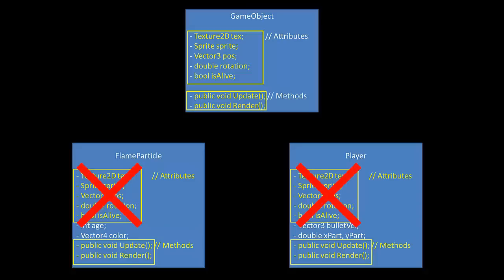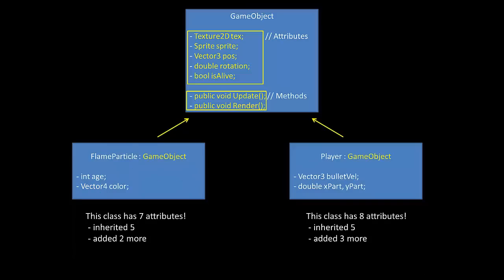The next part is huge. Because we have all of the code up in the GameObject class, we no longer have to have it in Flame Particle or Player. Instead, we can say that both Flame Particle and Player inherit from the GameObject class, and we get all of those attributes and methods without having to specify them. In other words, Flame Particle and Player absorbed properties from GameObject.